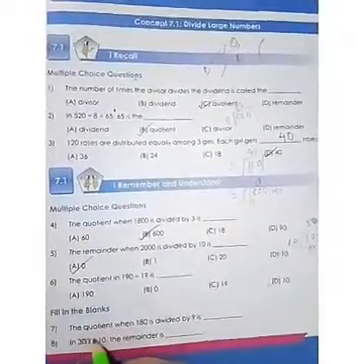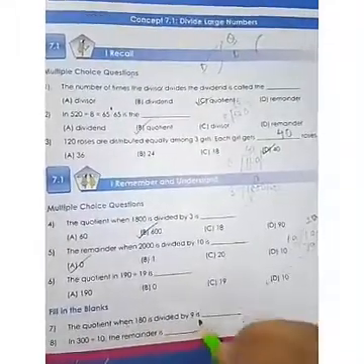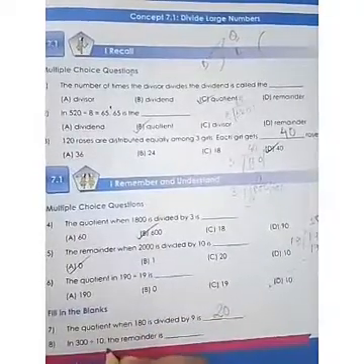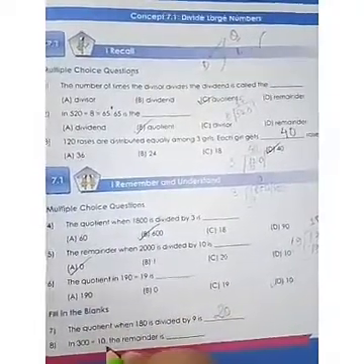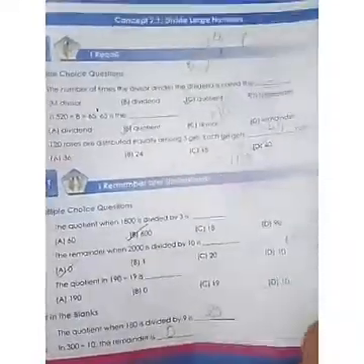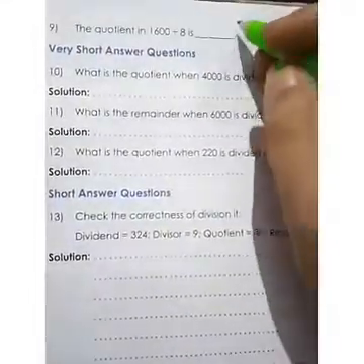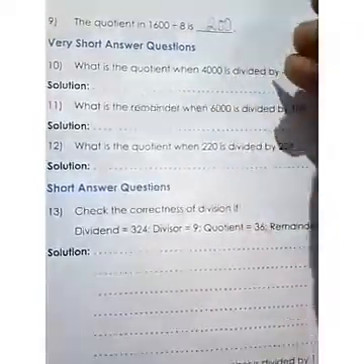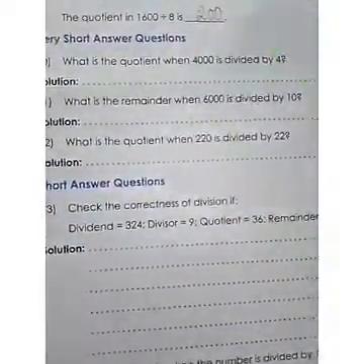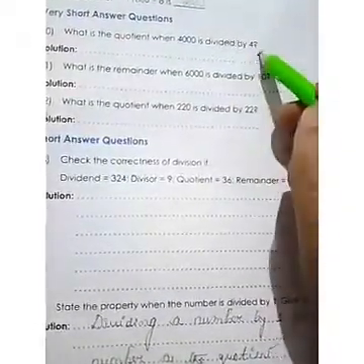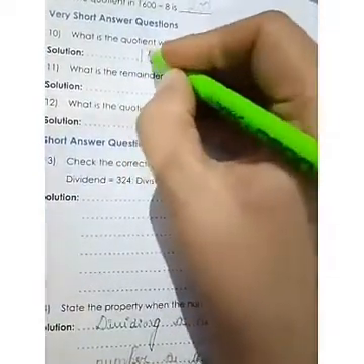Alright, question number 7. When 180 is divided by 9 the quotient is 20. You can divide the number in this process and find out. In 300 divided by 10 the remainder is 0. The next question is question number 9. In 1600 divided by 8 the quotient will be 200. Question number 10. What is the quotient when 4000 is divided by 4? The answer will be 1000.